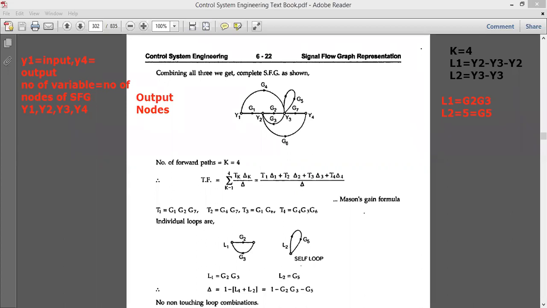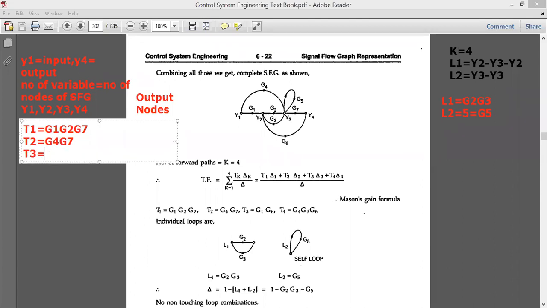Let me make it more clear. T1 is equal to G1, G2 and G7. T2 is equal to G4 and G7. T3 is equal to G1 multiplied by G6, and T4 is equal to G4, G3 and G6. So these are the forward paths and these are the loops.